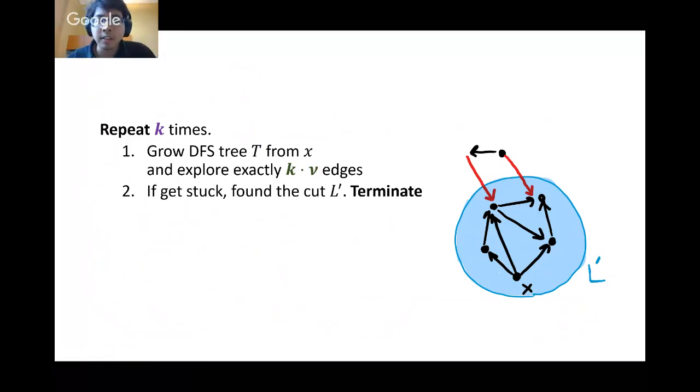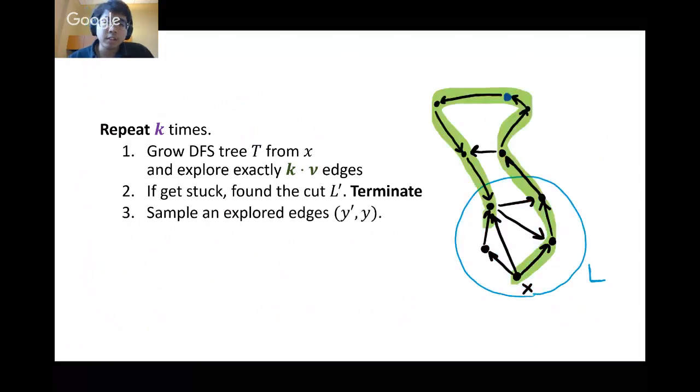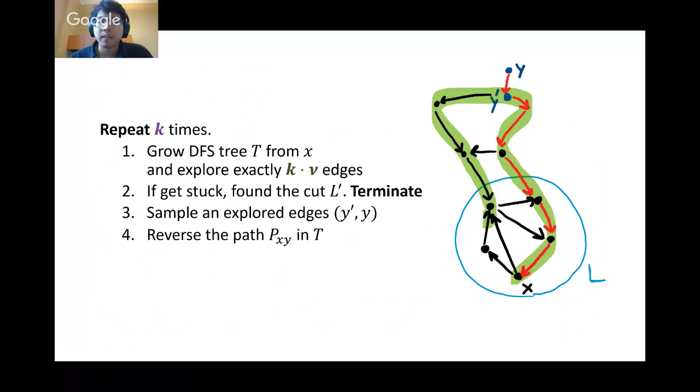But if you don't get stuck, you just sample an explore edge y prime to y, and then reverse the path from x to y. And you repeat this k times. If you get stuck at some point among these repetitions, you return a cut. If you don't find any cut, you terminate with no cut. Okay, so this is the whole algorithm.